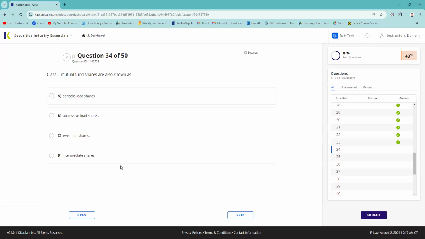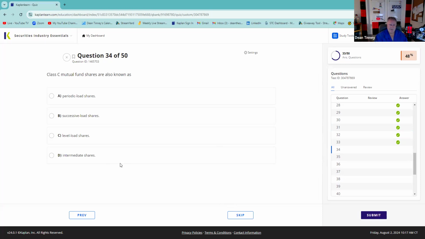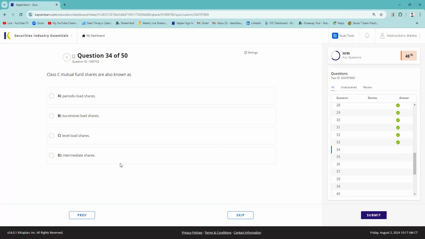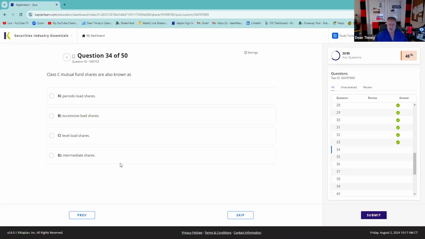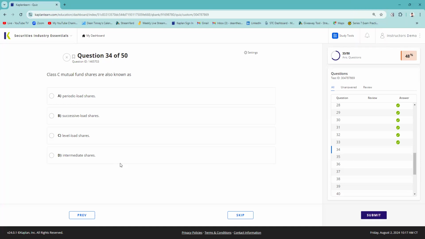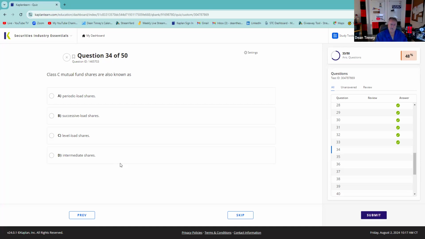Well, A share is good for somebody who has a large amount to invest and has a long-term time horizon because they may qualify for breakpoints. B shares have a contingent deferred sales charge. And that's good for somebody who has a large amount to invest in a long time horizon because if they stay in the fund long enough, they'll turn their B shares into A shares. But boy, if they don't stay in the fund long enough, they're going to get hit with that excess load. And it could be the most expensive choice they make if they have to get out before that time frame.